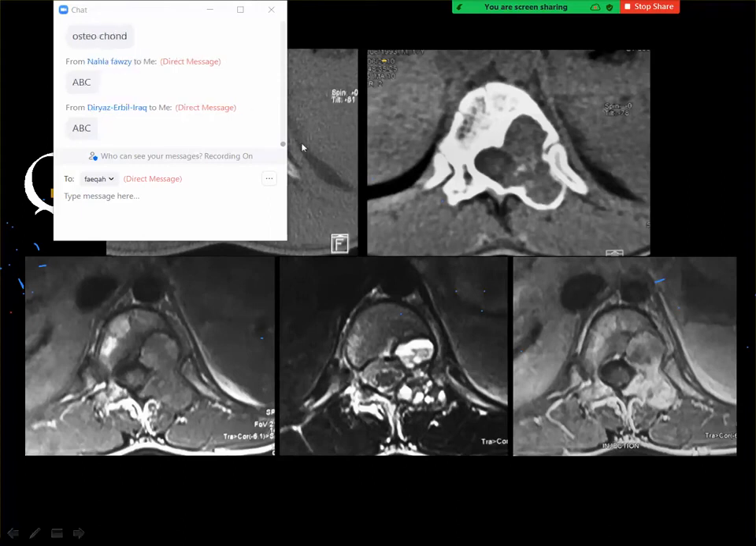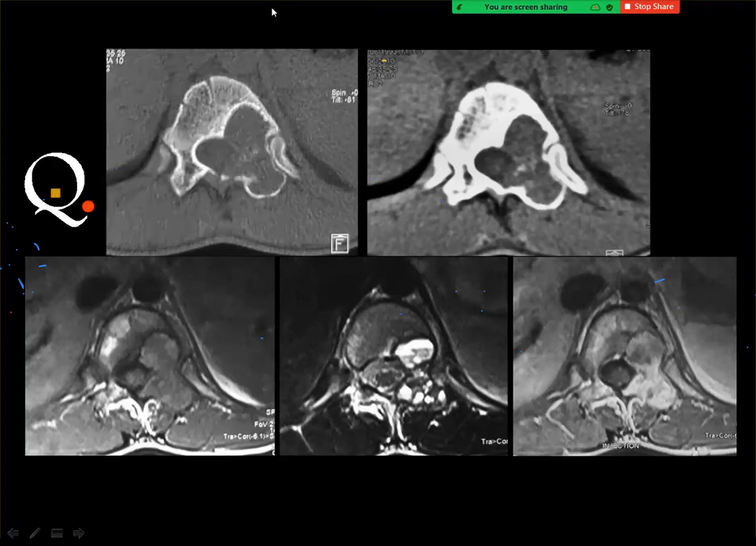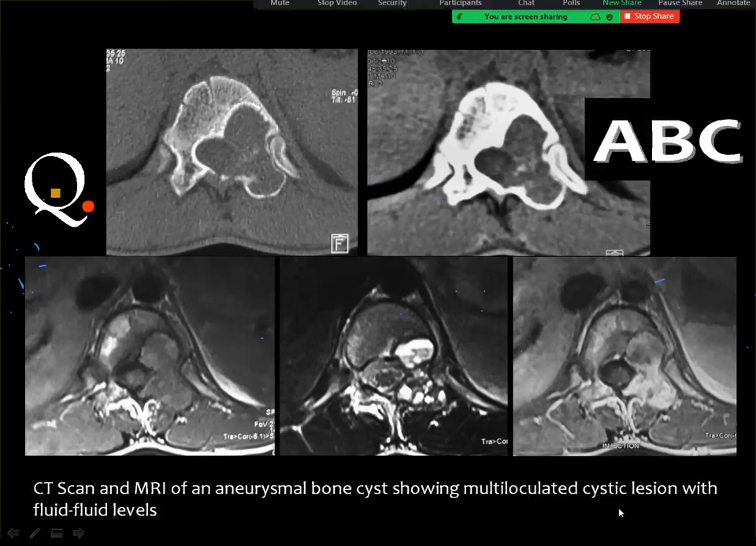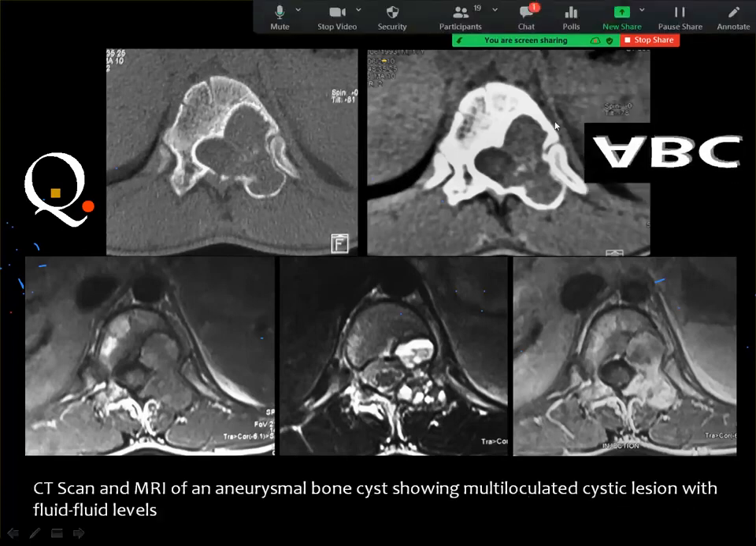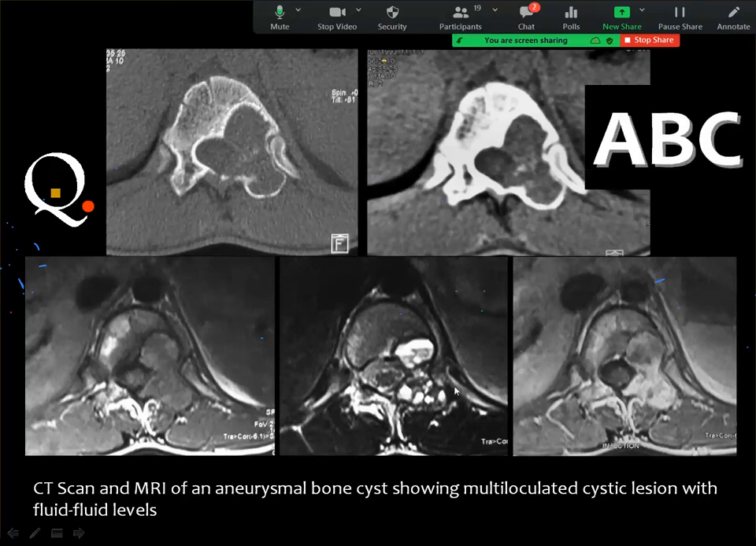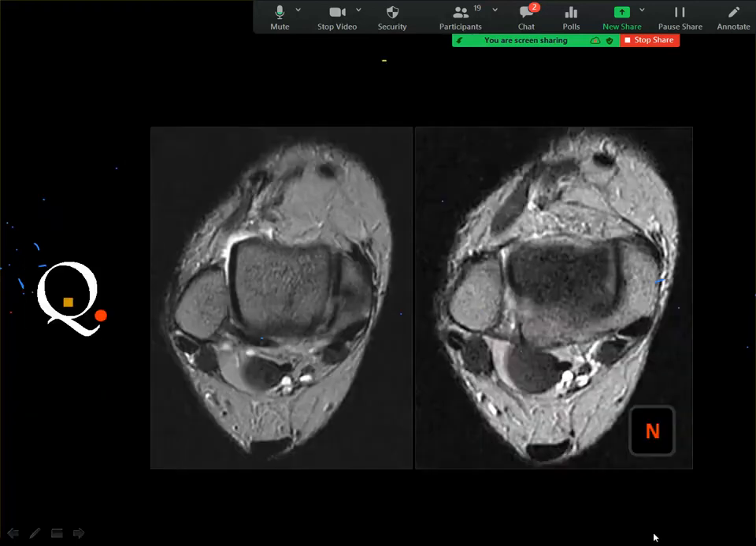Yes, and this is ABC, or aneurysmal bone cyst. Classic location, classic appearance. Aneurysmal bone cyst shows multiple fluid levels. It is an expanding lesion. It is frequently seen in the spine, affecting the pedicle part of the vertebra and part of the neural arches. Next case.